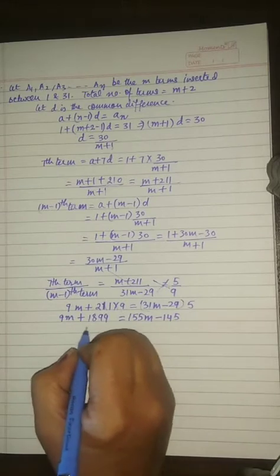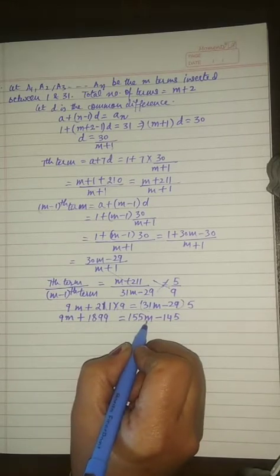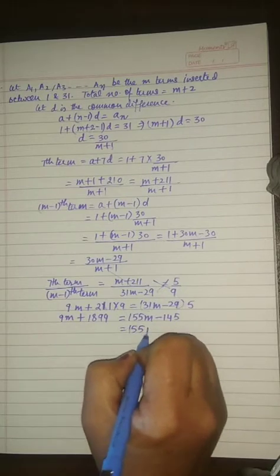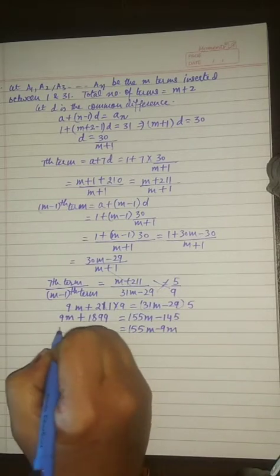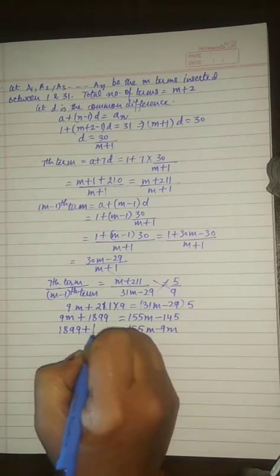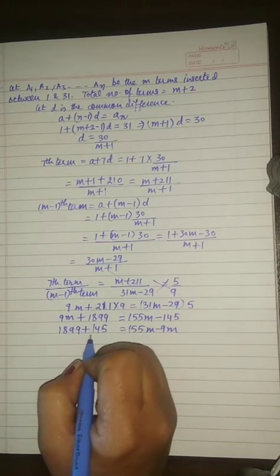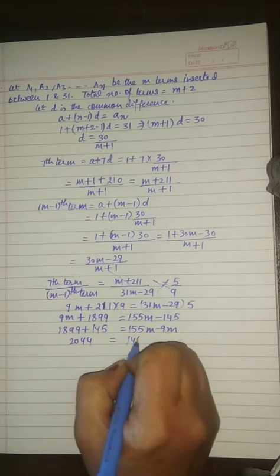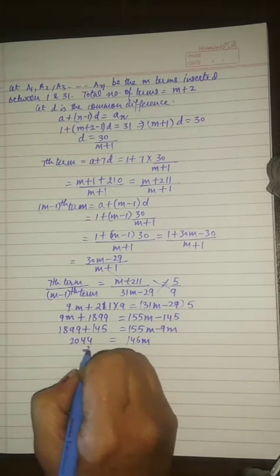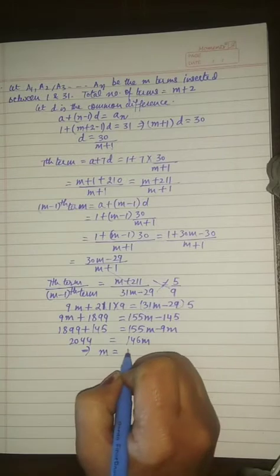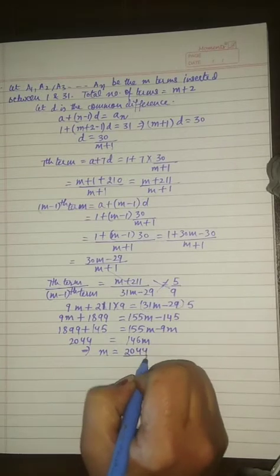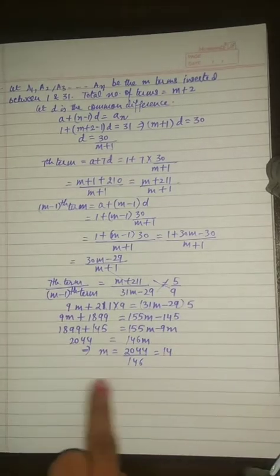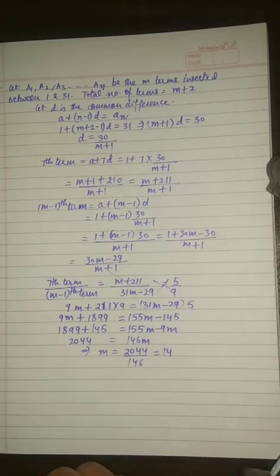Now we will take the terms containing m on one side. So it will be 155m minus 9m and 1899 plus 145. On adding we will get 2044, and here we have 146m. So we will find the value of m: 2044 divided by 146, which is equal to 14. So the value of m is 14.